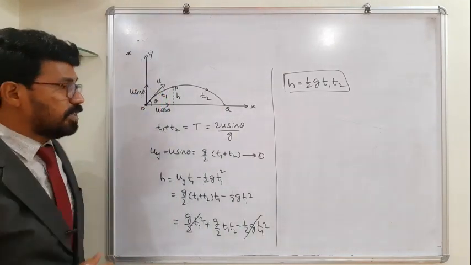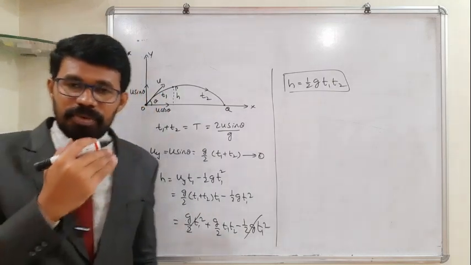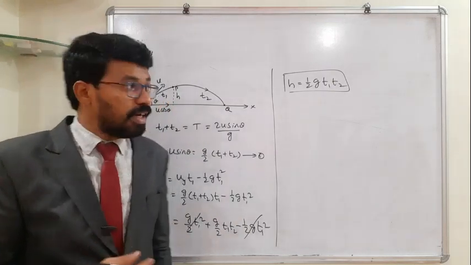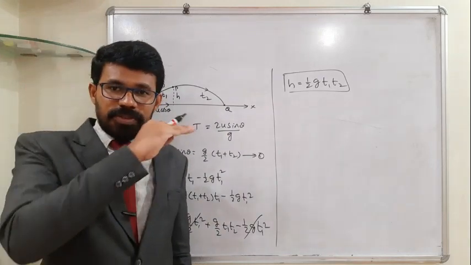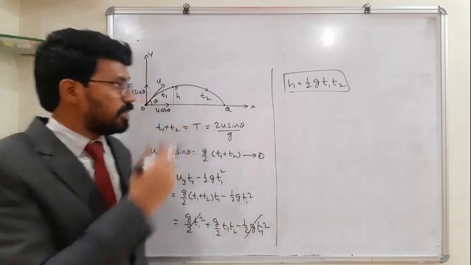What is that t1? t1 is the time taken by the body to reach a height h from the point of projection. And t2 is the time from that height to reach the ground again, to strike the ground. Whatever time it takes, that is t2.